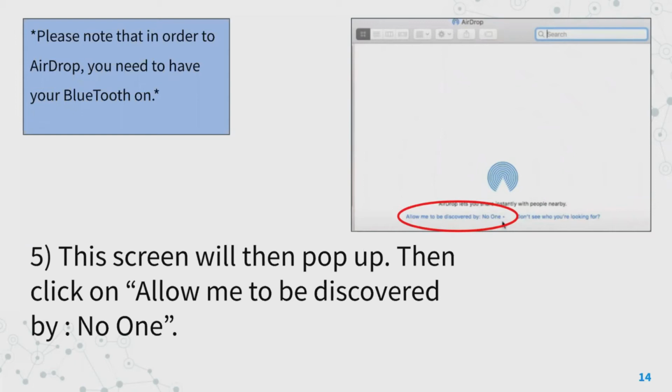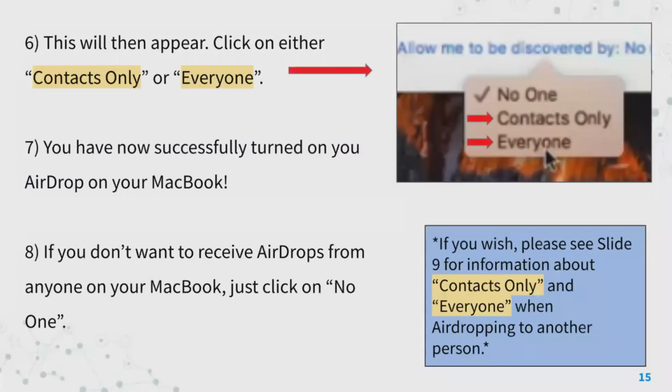Five. This screen will then pop up. Then click on Allow me to be discovered by no one. Once you click that, this will appear. So you can either click on Contacts Only or Everyone, and you have now successfully turned on your AirDrop on your MacBook. If you don't want to receive AirDrops from anyone on your MacBook, just click on No One, which is the first option.